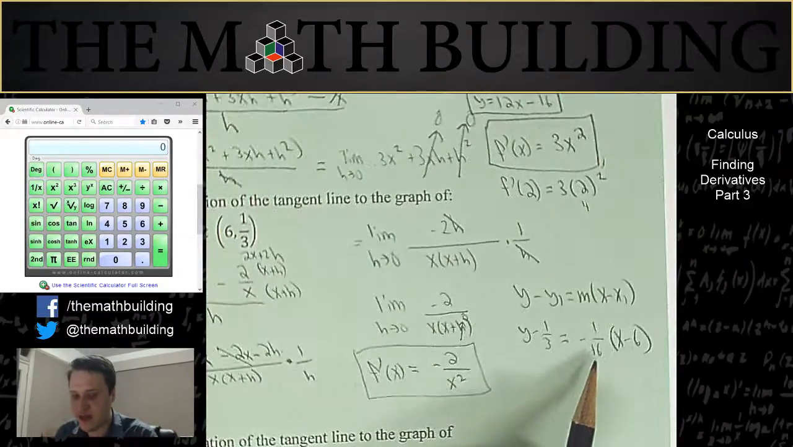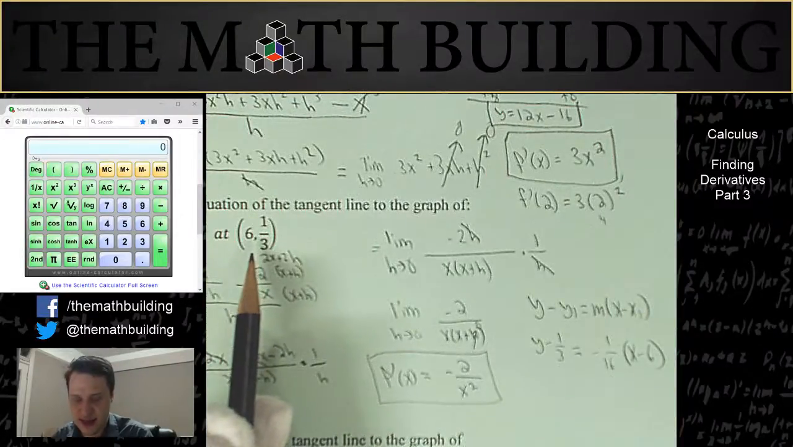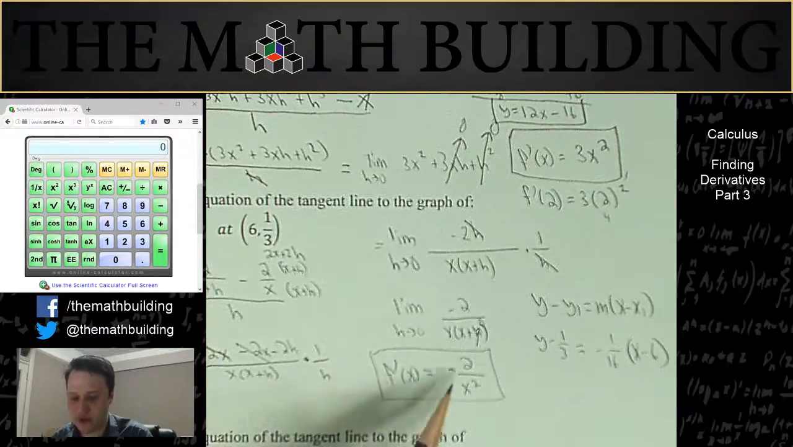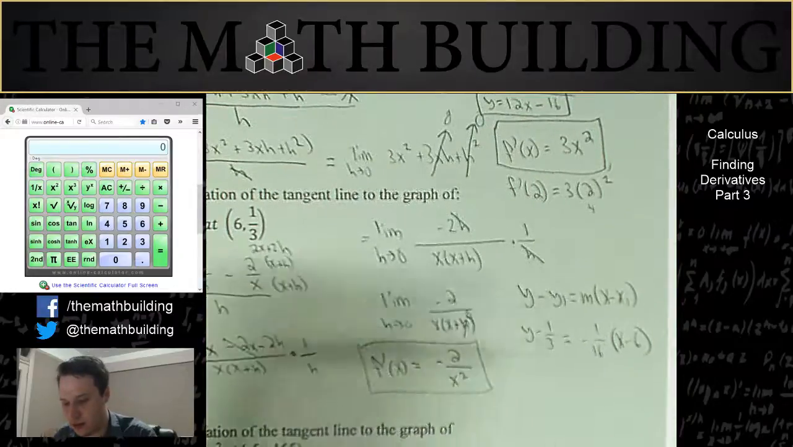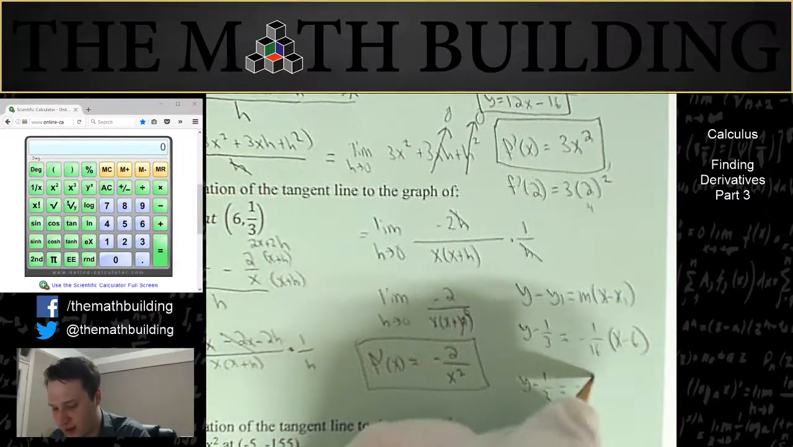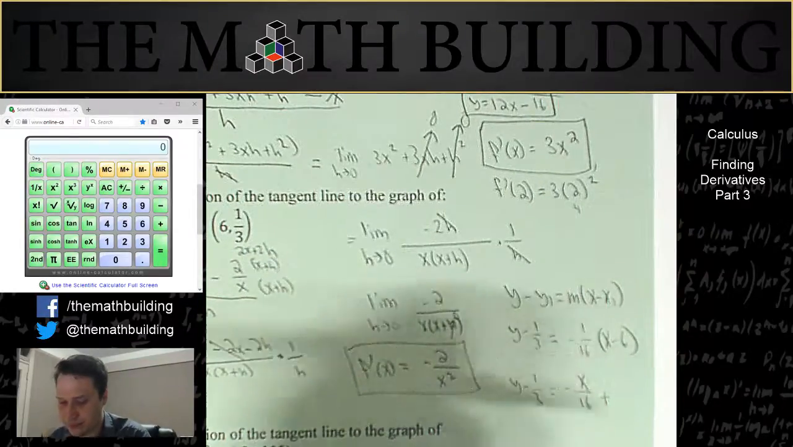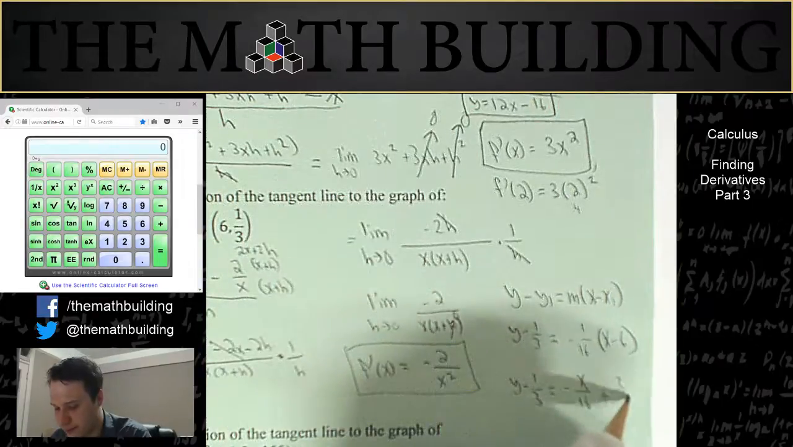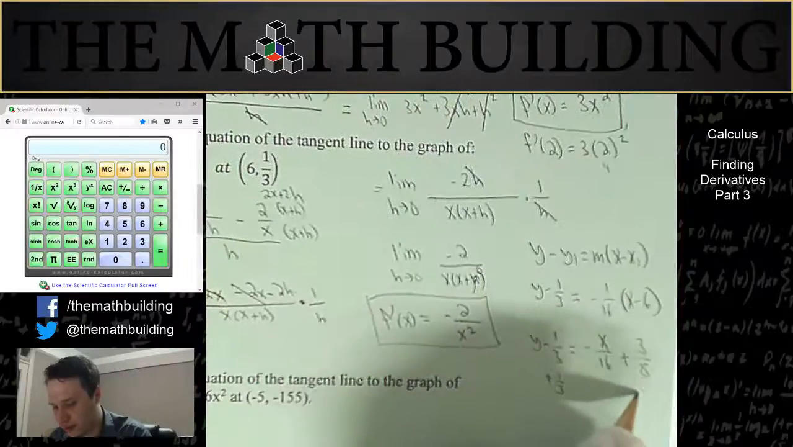So where did I get this negative 1 over 18 from? I just plugged in the number 6 into the derivative function. So I got negative 2 over 36, which reduces to negative 1 over 18. So let's distribute that. We get y minus 1/3 equals negative x over 18 plus, let's see, that'll be 1/3, right? And then plus 1/3.